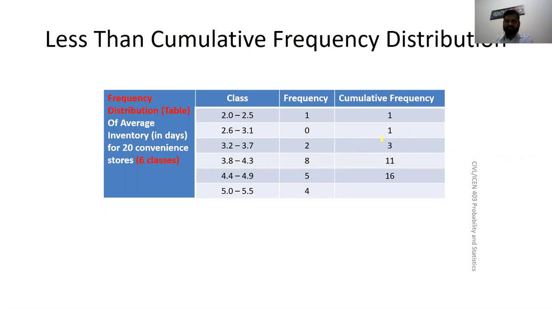Why do we call it less than frequency? The reason is this 8 gives you the observations in this class only, right? There are 8 observations from 3.8 to 4.3. But 11 means there are 11 observations before 4.3, from the start up to 4.3 there are 11. So there are 11 observations less than or equal to 4.3, less than or equal, right?